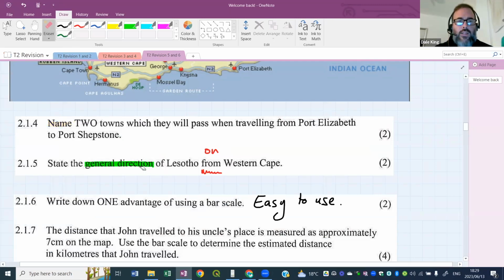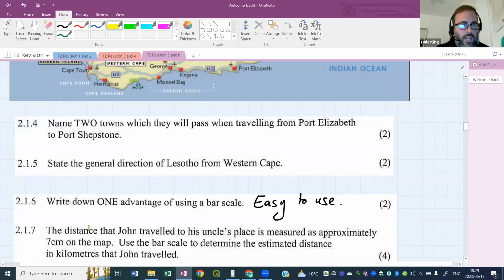All right, now we're going to get into the meat of this question. 2.1.7. This is the one we came for. Well, I hope there's nothing more difficult than this. We'll see. It says here, the distance that John traveled to his uncle's place is measured as approximately 7 centimeters on the map. Someone must have measured that, right? They measured with the ruler and they measured 7 centimeters. Use the bar scale to determine the estimated distance in kilometers that John traveled.